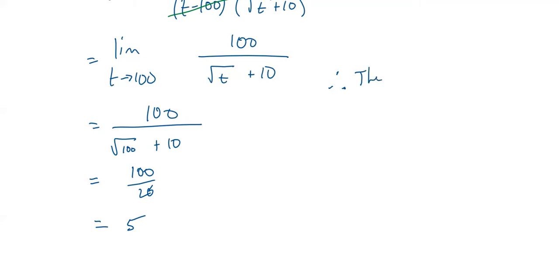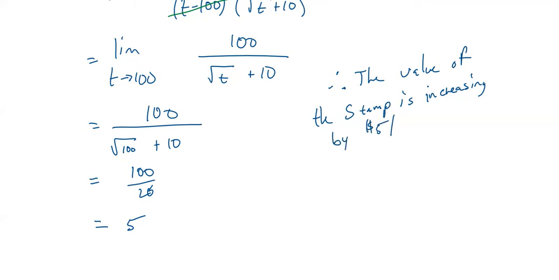Therefore, the value of the stamp, and this is an important part of your interpretation. You don't just say, therefore the rate of change is 5, right? That's not how the statement should read. It should be interpreted in a meaningful way. The value of the stamp is increasing by $5 per year at year 100 or after 100 years.